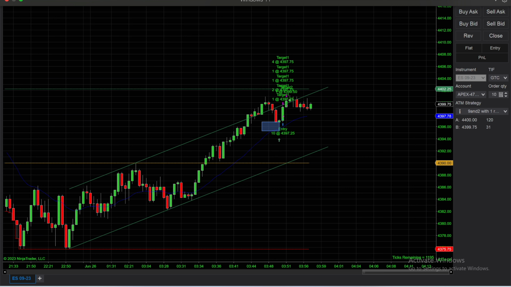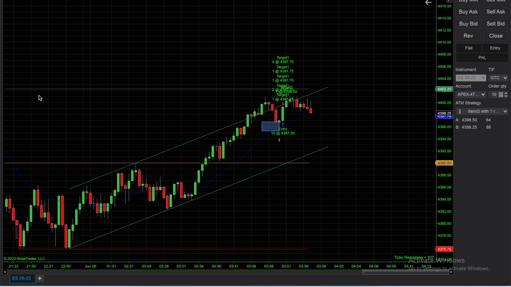And for me, that was a good trade because it was on that spot right off the EMA, gave strong rejection, and then as you can see, it went right up.